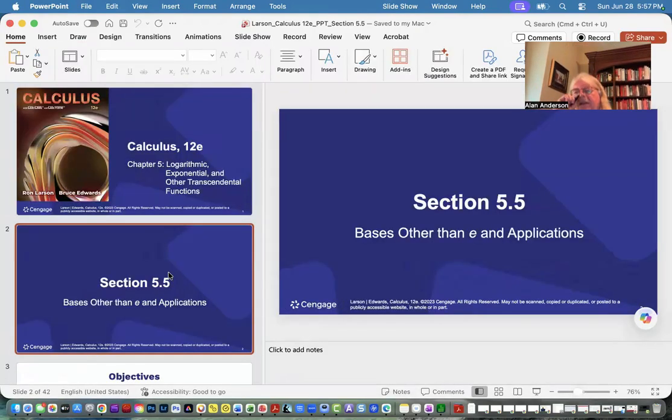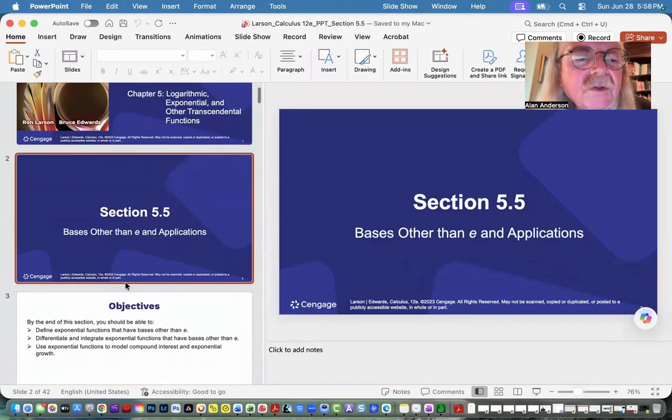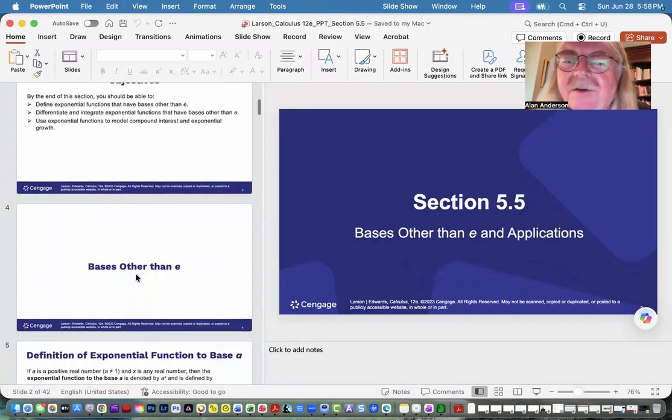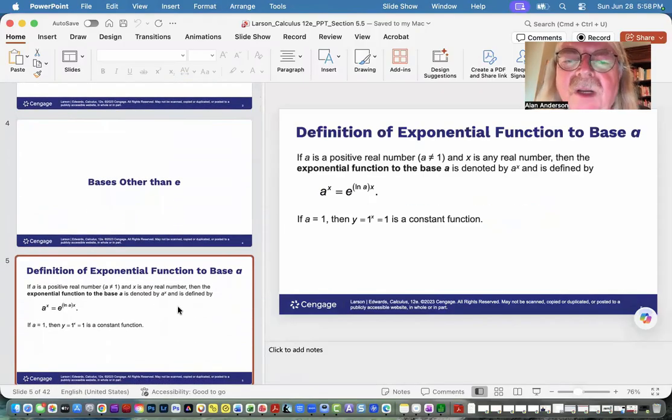Oh, bases other than e. All right. So in other words, these are exponential functions with other bases besides e. So the rules are a little bit more complicated here, unfortunately. The e makes things very nice for us. Here's an example of what I mean.